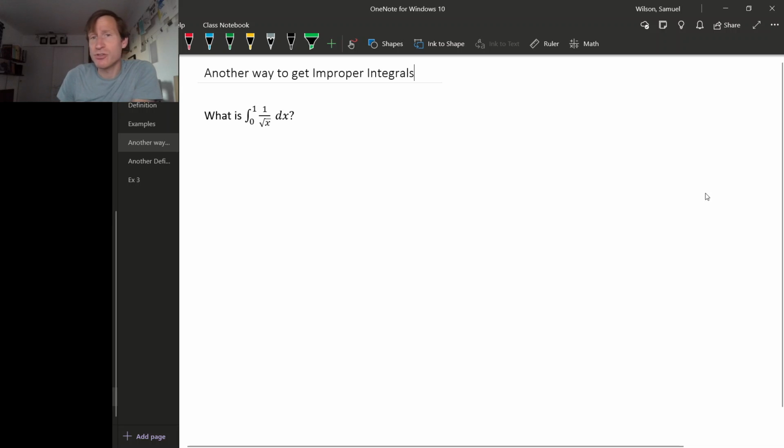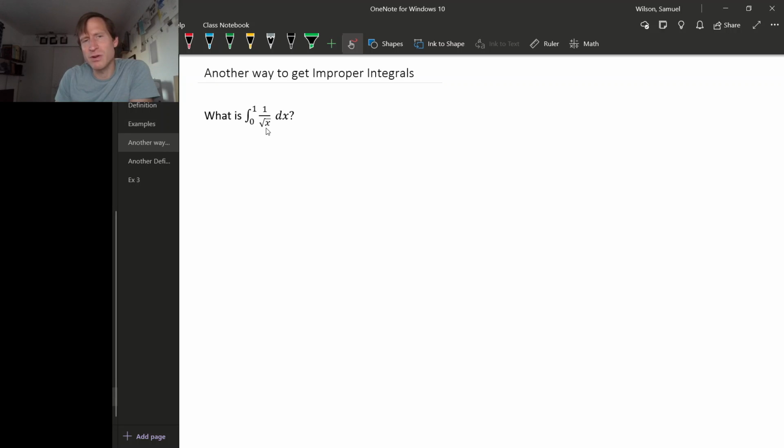We've seen that an integral can be improper if it has infinity in one of its bounds, but that's actually not the only way for an integral to be improper. So let's take this integral as an example, the integral from 0 to 1 of 1 over the square root of x. If you think about the fundamental theorem of calculus, it helps us calculate definite integrals, but it has some preconditions.